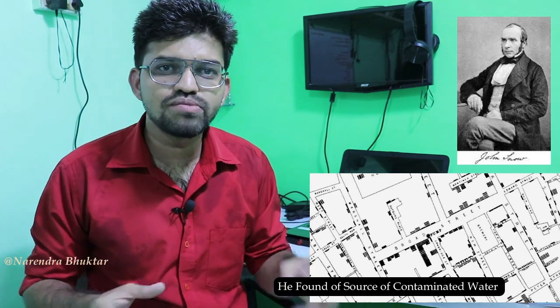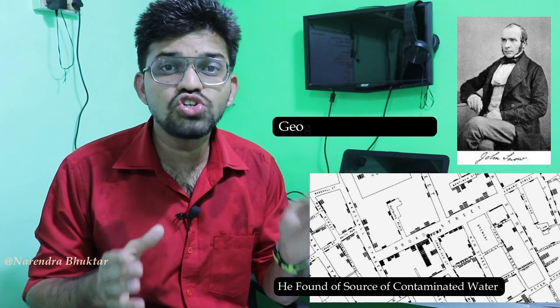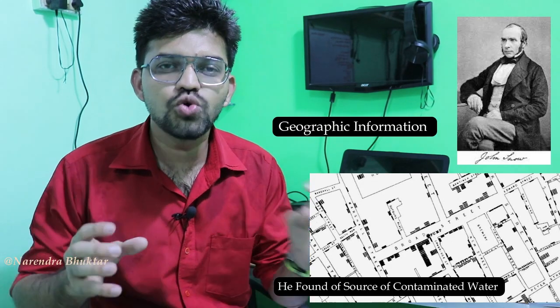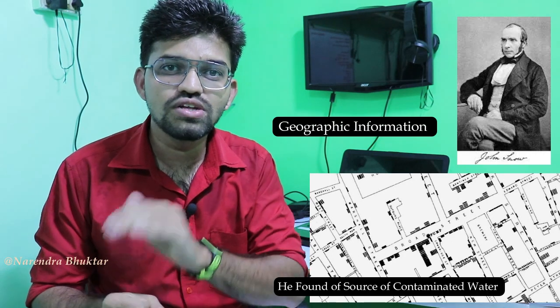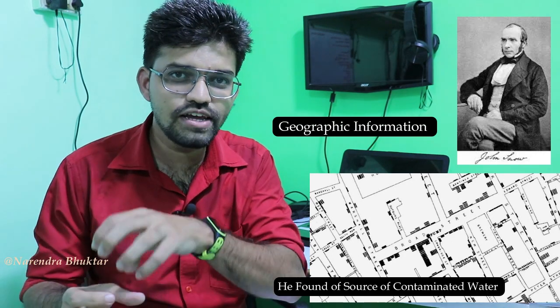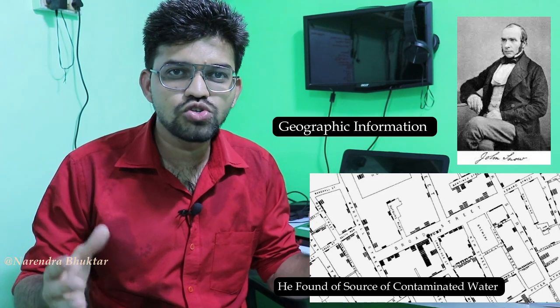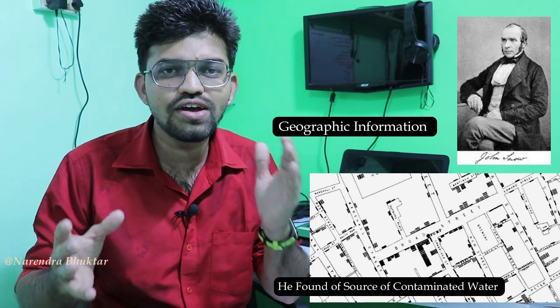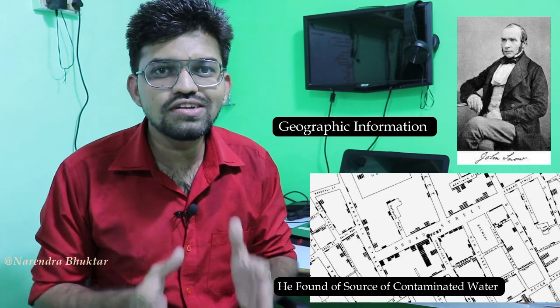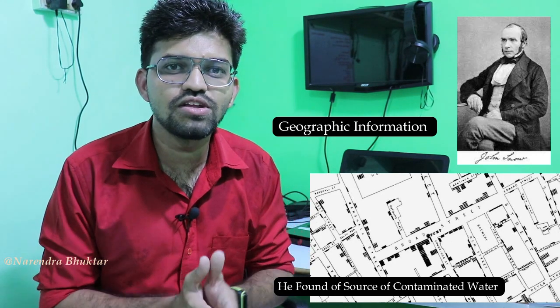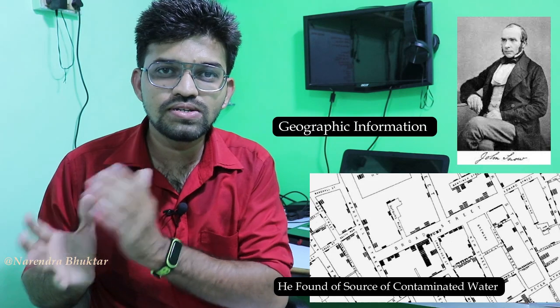So over here guys, Mr. John Snow used the geographic information to solve his problem. Basically he found out from where the contaminated water is coming from. So over here he used the geographic analysis. This is nothing but the GIS, the geographic information system.